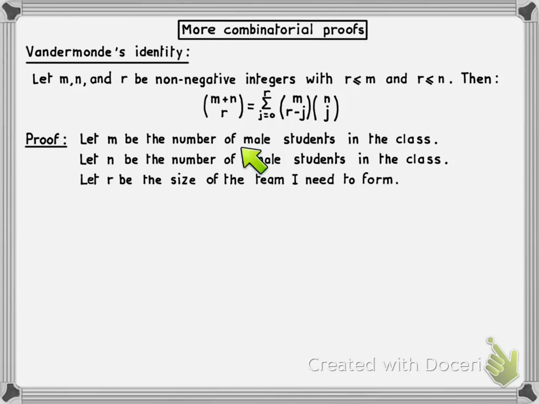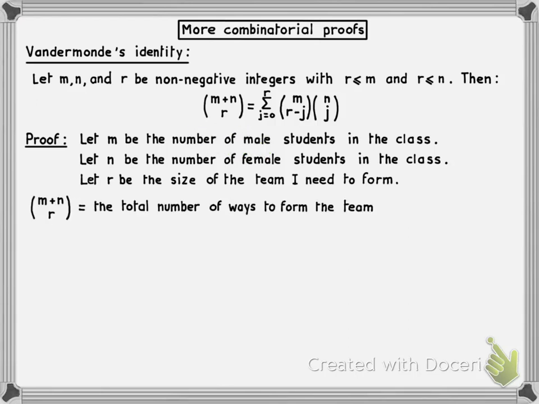So in conclusion then, the combinatorial problem, or the counting problem, that I just chose is: what is the total number of ways to form a team of size r where the team members are chosen among the m plus n students in the class. So now that we've chosen the interpretation of the left-hand side of the identity, we're going to start with it. And now we have to find a different way of counting this same number. So in how many ways can I form a team of size r?